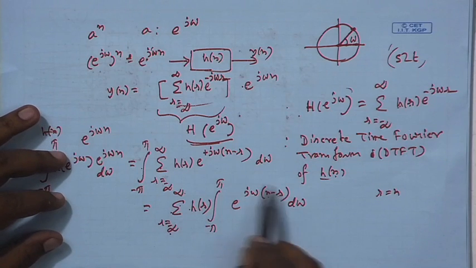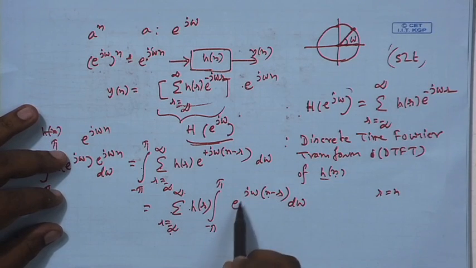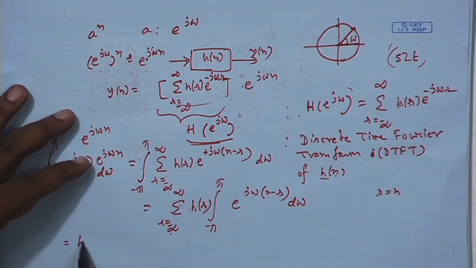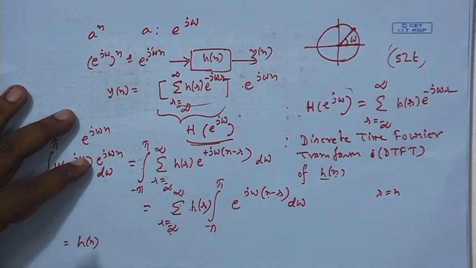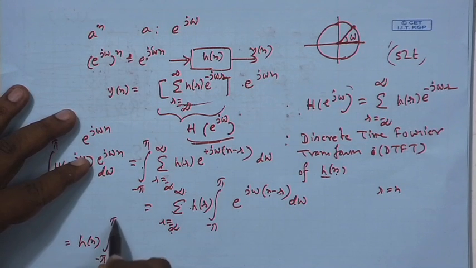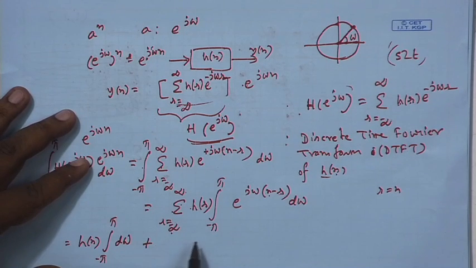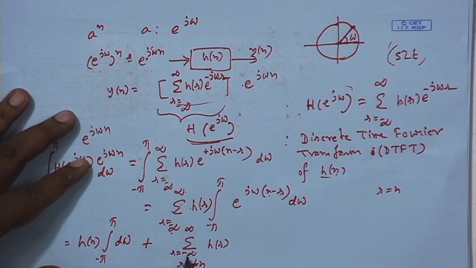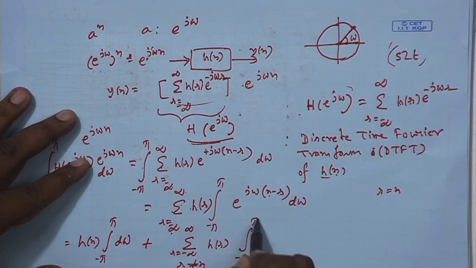So, the r equal to n case I separate out. When r is n, e to the power j omega (n minus n) is e to the power 0, which is 1. So I have this integral equal to h n for r equal to n, this term I am writing separately, minus pi to pi, this is already e to the power 0, 1, so just d omega, and the remaining sum, as before, r from minus infinity to infinity, but r not equal to n. It is moving over the range, but it does not take this value, and this integral.